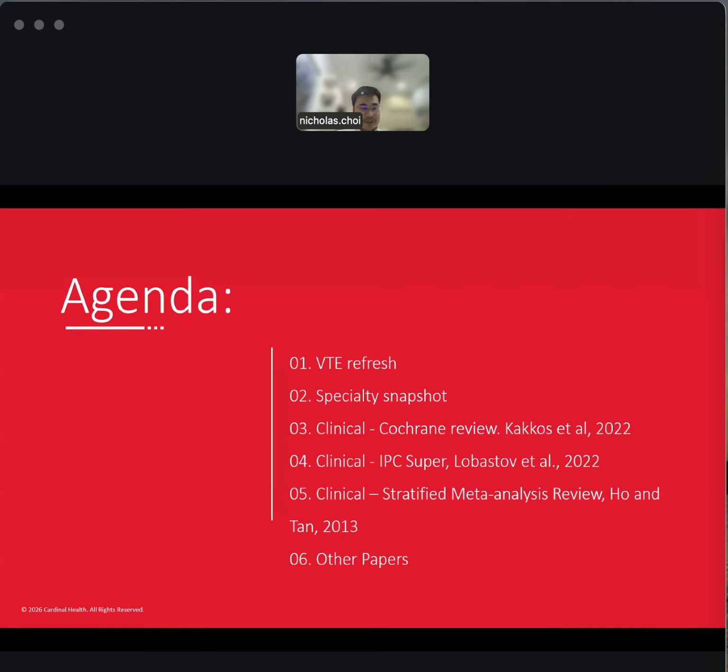Here's how we are structured today. We'll start off with the ICU-specific VTE picture, the numbers that live in your unit. Then three clinical papers: the CLOTS 2022 Cochrane Review, the IPC Super randomized controlled trial, and the Ho and Tan meta-analysis from Circulation. These are quite powerful papers. After that, we'll go through what major ICU guidelines say, and then I'll close with some takeaways that you can apply or take away to your wards.